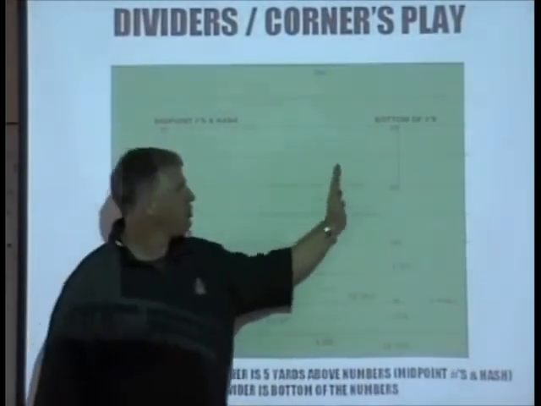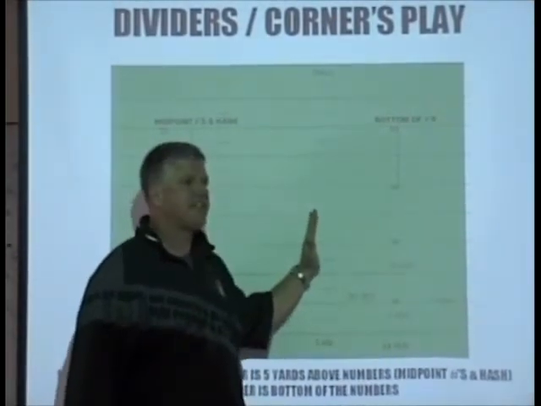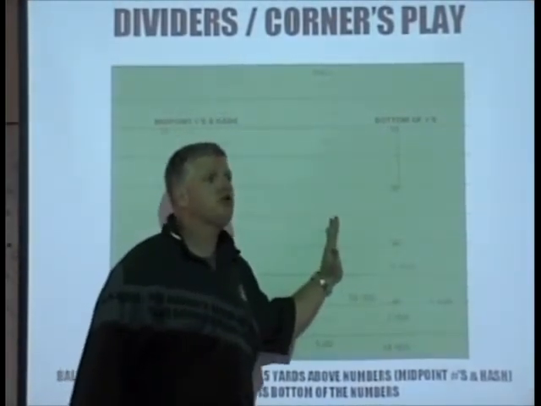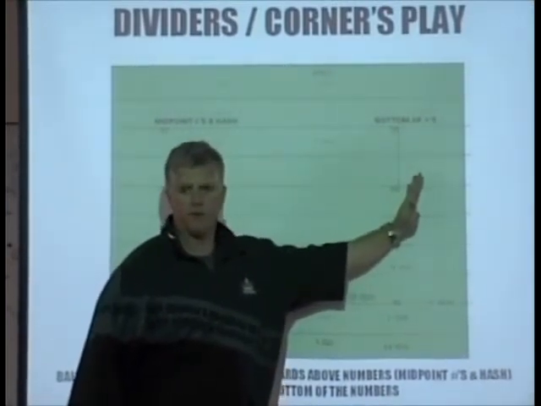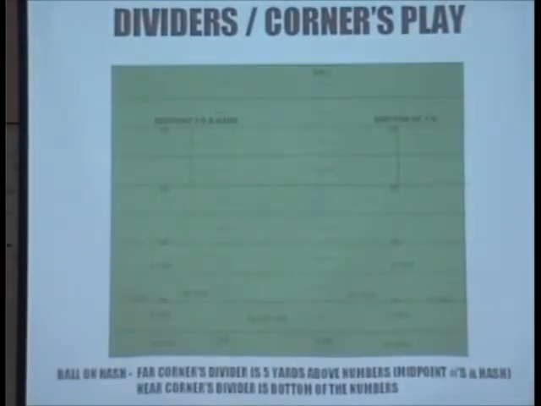Okay? If the ball's on this hash, I know the free safety moved closer to me. So my divider's going to move out to the bottom of the numbers. Okay? Are we good? Right? Near corner dividers, bottom numbers.